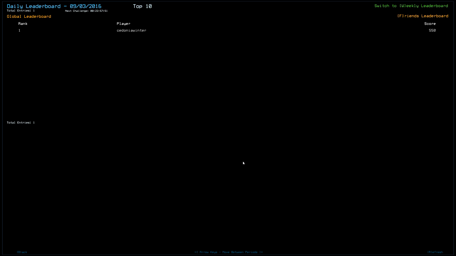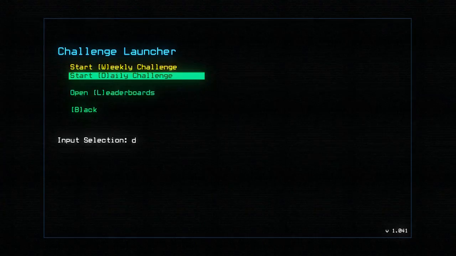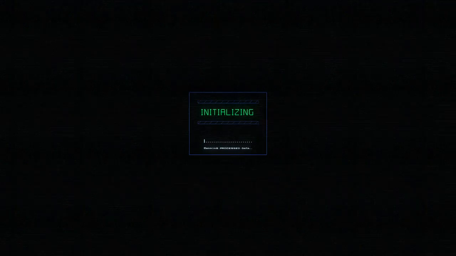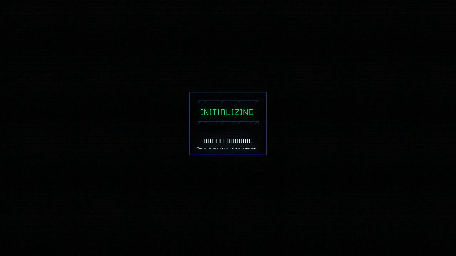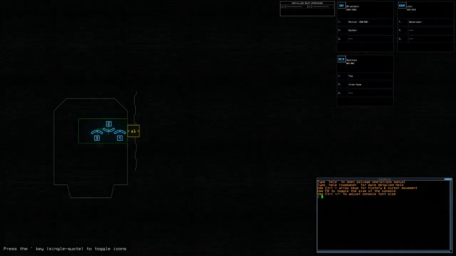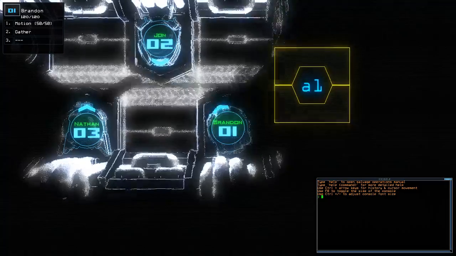Looking at the leaderboard, we already have Sidonia Winter in and out with a pretty par score, so this could be a really tough map. Much like yesterday, which was pretty horrific. We do have motion, just like yesterday.